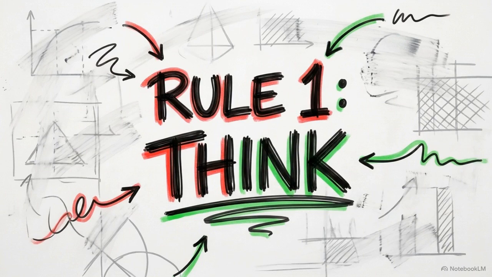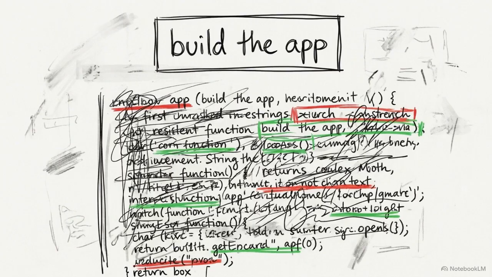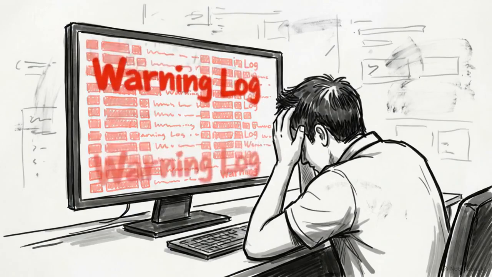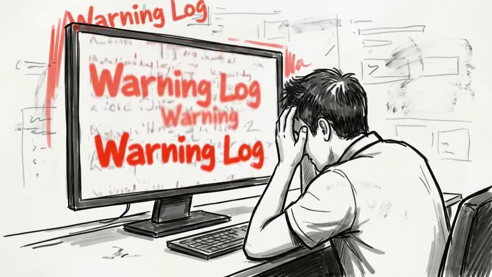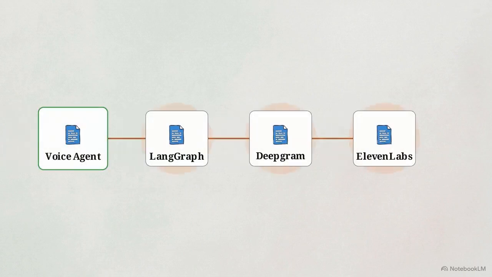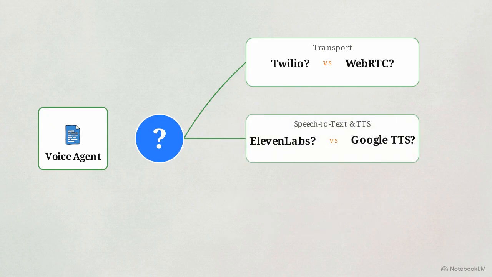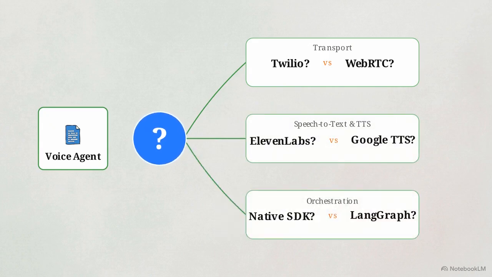The first rule is to force explicit reasoning before any code gets written. An LLM's most dangerous behavior is silently picking an interpretation of an ambiguous prompt. It will confidently execute a guess, and by the time you review the output, you are already negotiating a rollback. This diagram maps the voice agent problem. Without constraints, an AI silently selects a heavy stack, lighting a path through LangGraph, Deepgram, and ElevenLabs. That skips critical decisions. Did you need Twilio or WebRTC, a native SDK, or a multi-turn workflow?